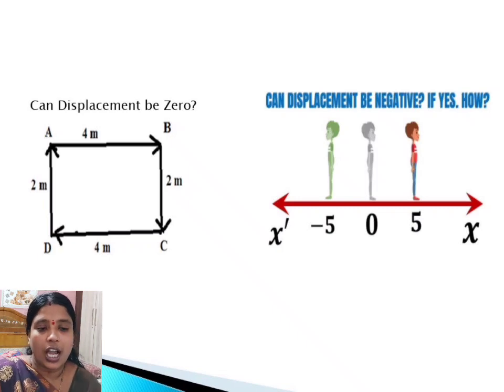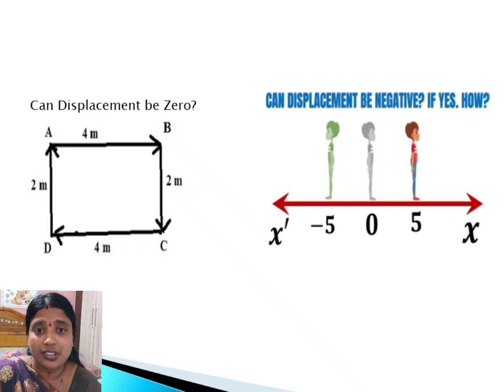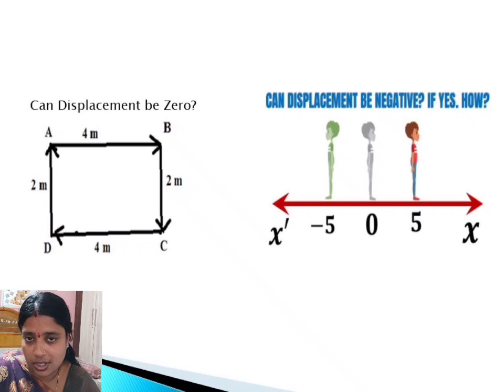Okay. Now one more thing, can displacement be negative? Then again, how is it possible that displacement is negative? If yes, then how is it possible? Let us try to understand this second example. This second example shows that the boy was initially at 0, which is the origin. From 0, let us consider that the boy is moving on a number line, taking steps on the number line.